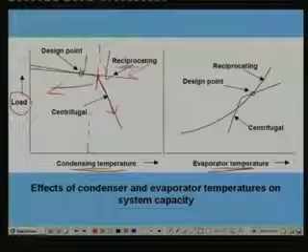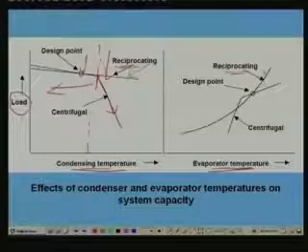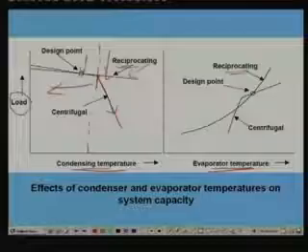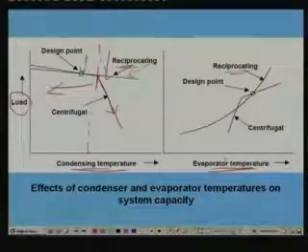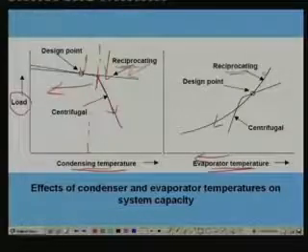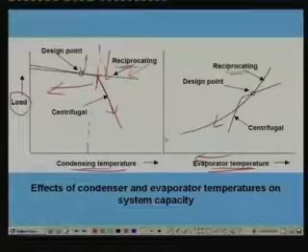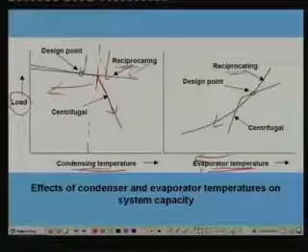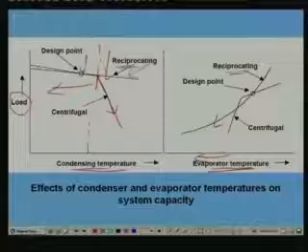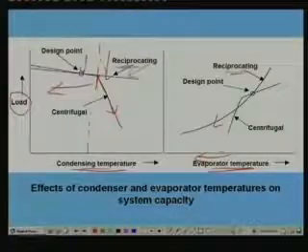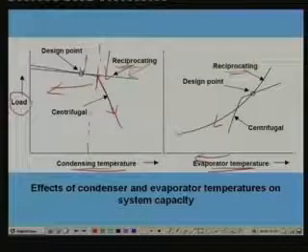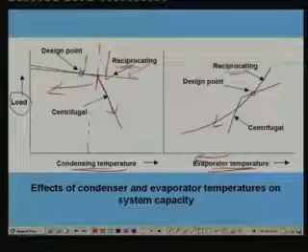Here again, for comparison, I have shown the reciprocating compressor performance and the centrifugal compressor. If you look at the reciprocating compressor, you find that as evaporator temperature is reduced, the refrigerant capacity reduces rapidly. You know that this is because as you are reducing the evaporator temperature for a given condensing temperature, the volumetric efficiency reduces and the refrigeration effect also reduces. As a result, the refrigerant capacity reduces. But it reduces monotonously.